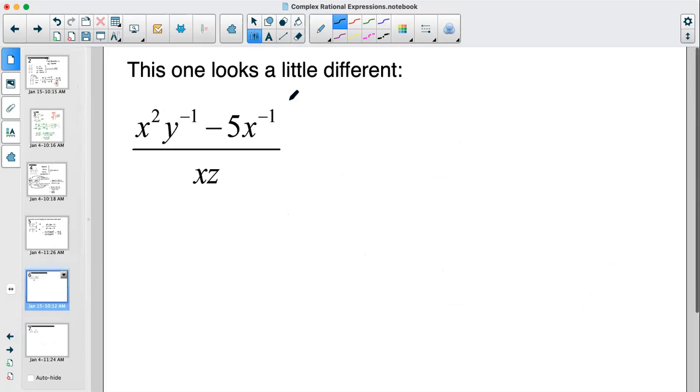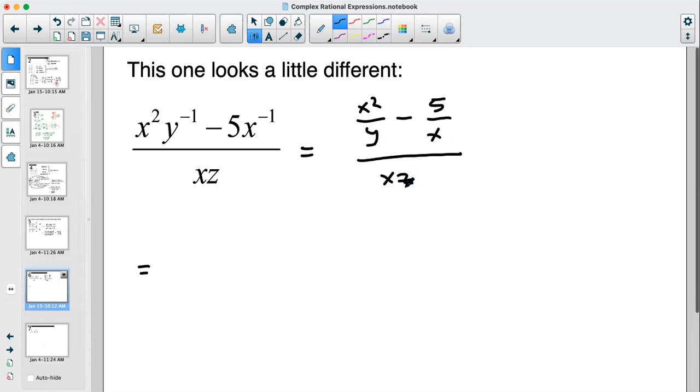This one looks a little different, but it's because of the negative exponents. We talked about this in the last unit, so you should know that this equals x squared over y. That y to the minus 1 goes to the bottom. Minus 5 over x times z. And so now this maybe doesn't look like a complex fraction initially, but now you can see that it really is. So you have to simplify it. I'm going to tell you right now, without a lot of fanfare, that the LCD of these two fractions is xy. There's no common factors because this one's just x and this one's just y.